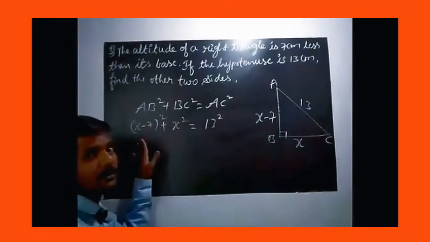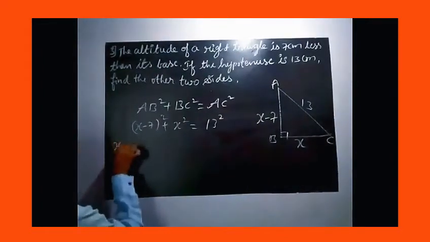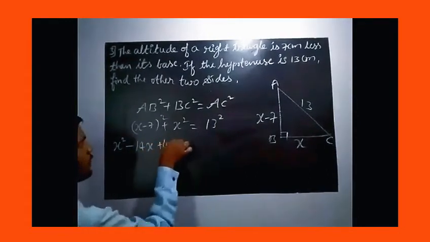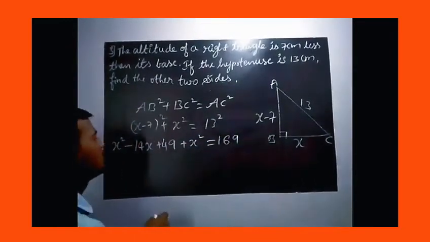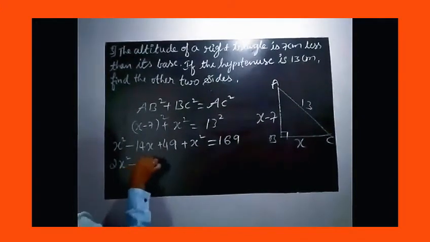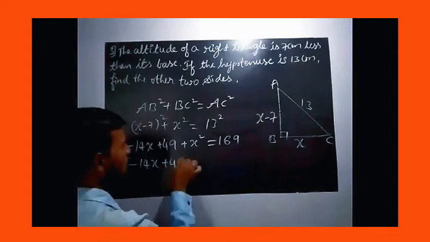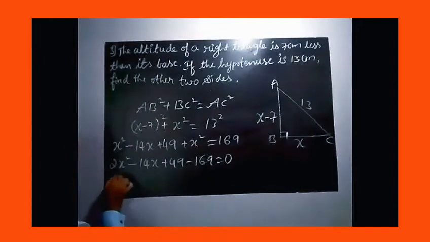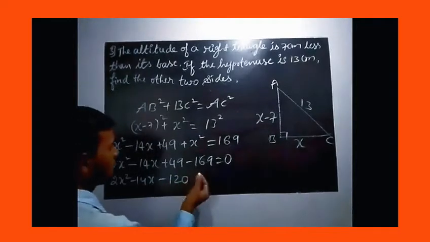x minus 7 whole square. That means you have to apply here the a minus b whole square formula. x square minus 14x plus 49 plus x square as it is, which is equal to 169. 13 square means 169. Then x square plus x square is 2x square minus 14x, and this 169 comes to the left side, it becomes plus 49 minus 169 is equal to 0. Now simplify it. 2x square minus 14x minus 120 is equal to 0.